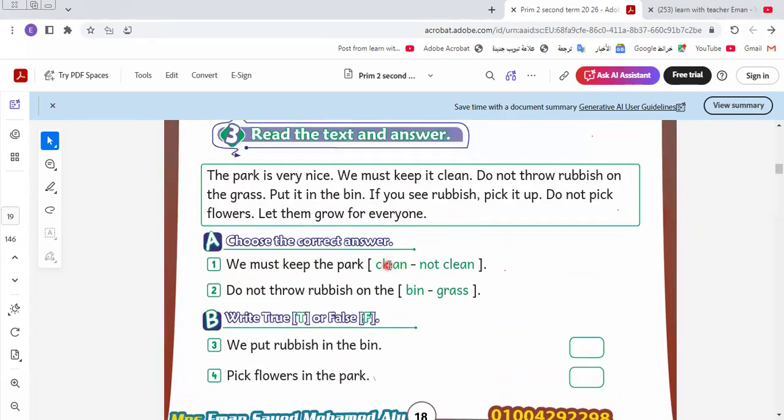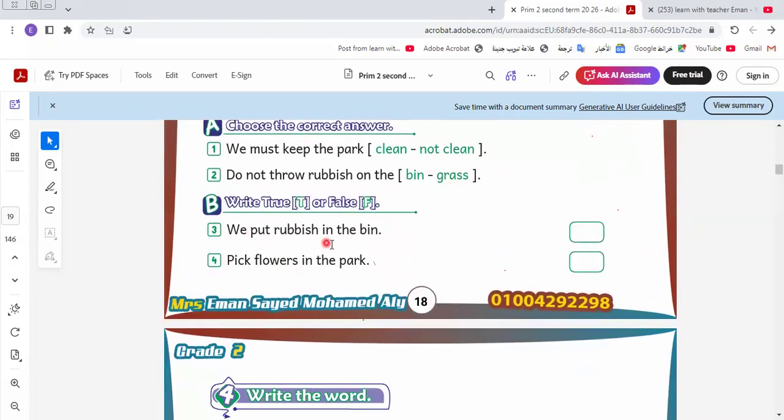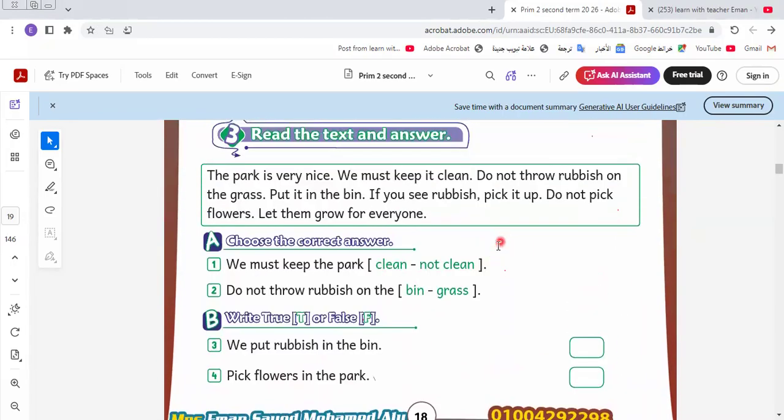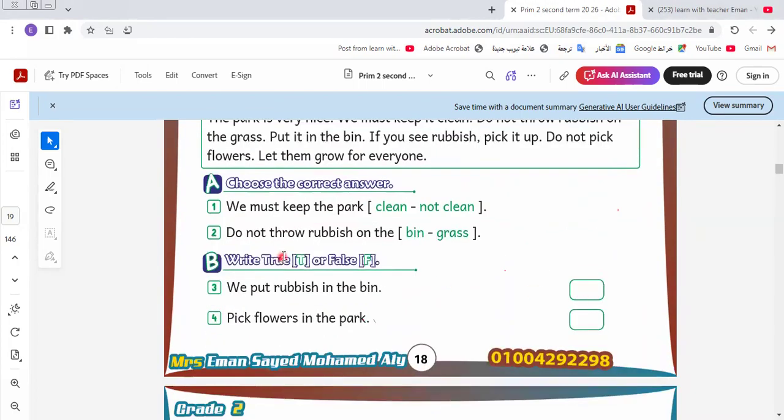The correct answer will be clean. Don't throw rubbish on what? On the grass, as we know here. We put rubbish in the bin. Here we put the rubbish in the bin. Yes, so here it will be true.